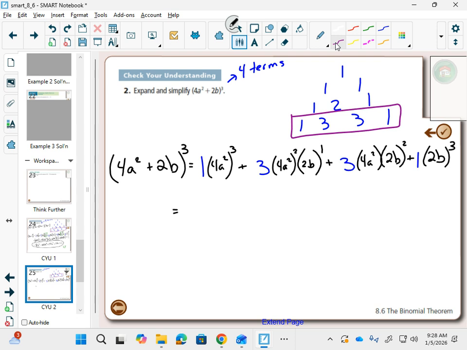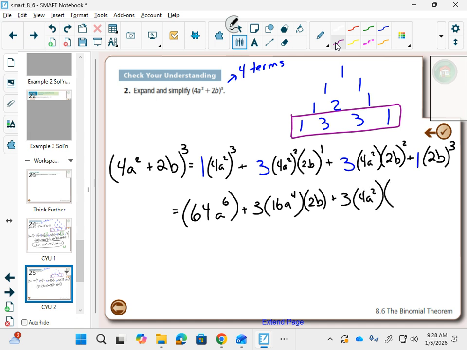From here, we can just do order of operations. So 4 cubed is 64. A squared cubed, oh, we have to know our exponent rules. Is that a to the 5 or a to the 6? 6. A to the 6. Good job. Plus 3. If I square, this is going to be 16a to the 4. Still have a 2b. So I'm just doing my exponents. So 4b squared. Careful, 2 cubed is not 6.